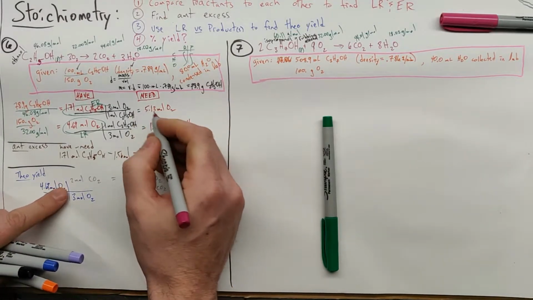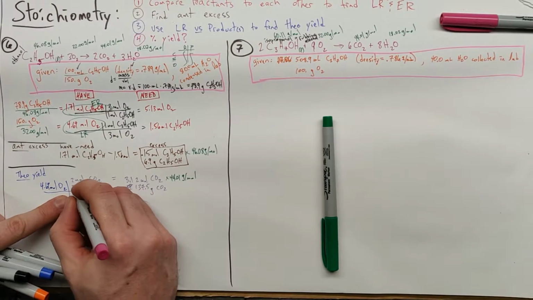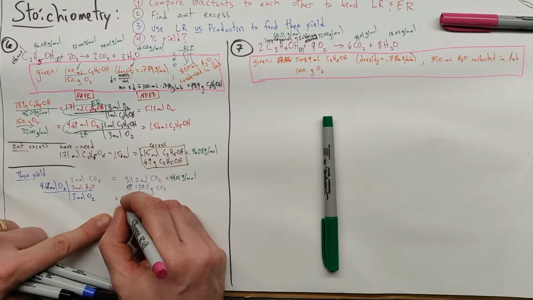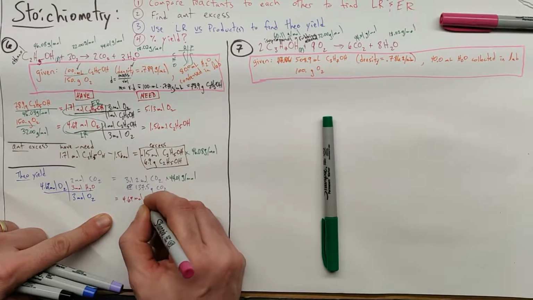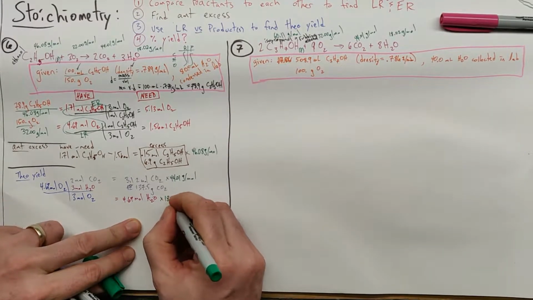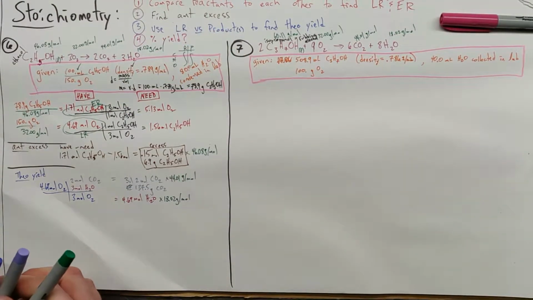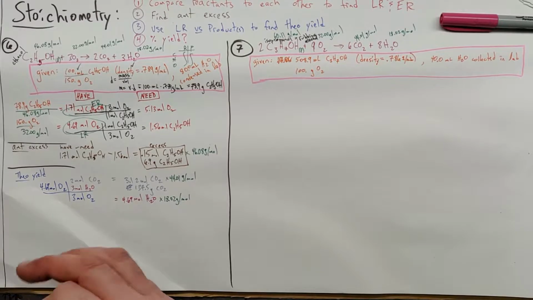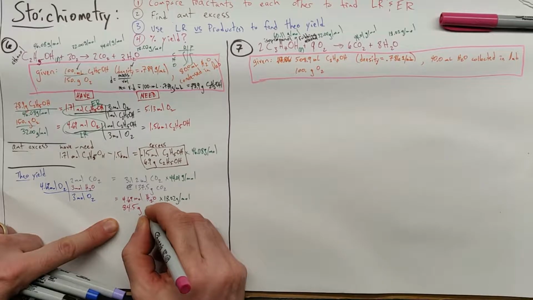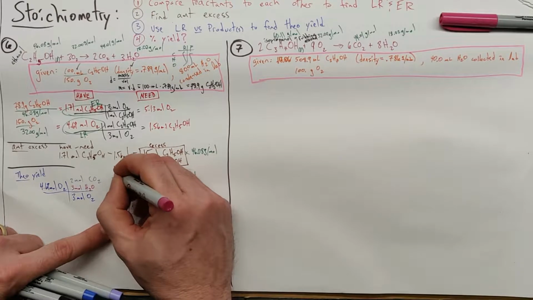Our other product is the water, and we're going to use that for our percent yield in a minute. And our ratio is 3 moles of H2O for 4.69. We will multiply by our molar mass to turn that into grams, 18.02 grams per mole. Again, that's the molar mass of the water, 2 hydrogens plus 1 oxygen. And we'll end up with 84.5 grams of H2O. This is our theoretical yield.